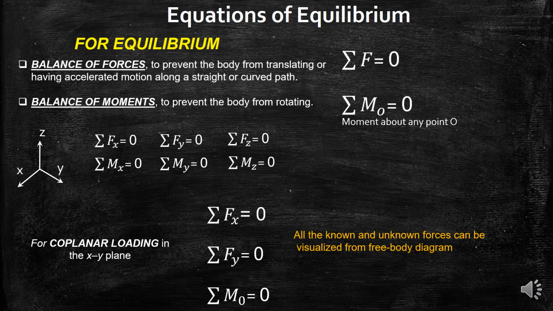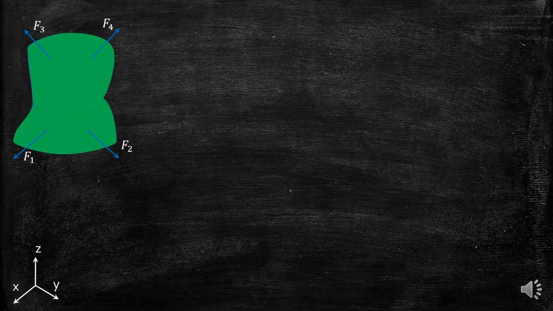So the free body diagram is an important step which is to be done before applying the equations of equilibrium. Suppose this is the body. Here this can be considered as a free body diagram of a body which is subjected to four forces F1, F2, F3 and F4, such that F1 and F2 are trying to pull the body in the downward direction and F3 and F4 are trying to pull the body in the upward direction.